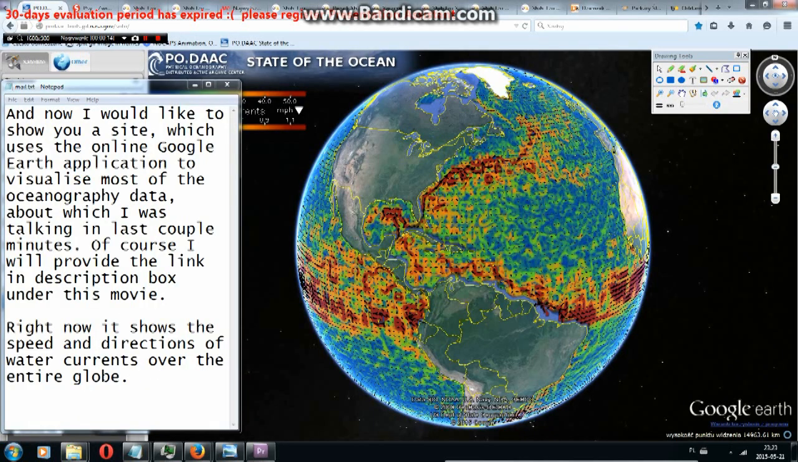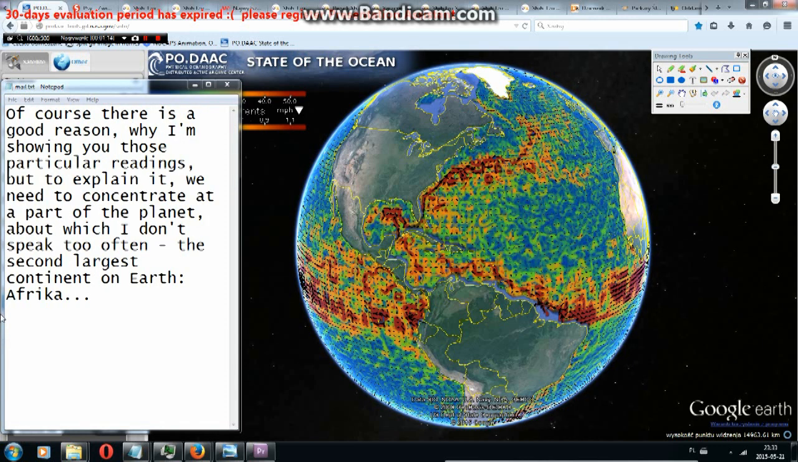And now I would like to show you a site which uses the online Google Earth application to visualize most of the oceanography data about which I was talking in the last couple of minutes. Of course, I will provide the link in the description box under this movie. Right now it shows the speed and directions of water currents over the entire globe. Of course, there is a good reason why I'm showing you those particular readings, but to explain it we need to concentrate on a part of the planet about which I don't speak too often. The second largest continent on Earth, Africa.